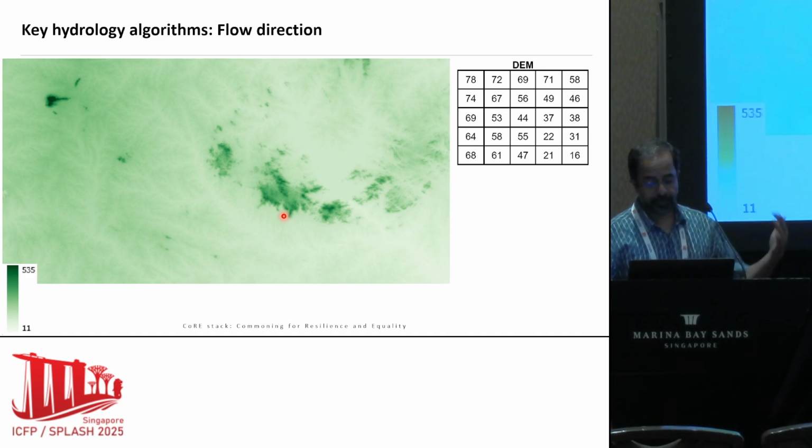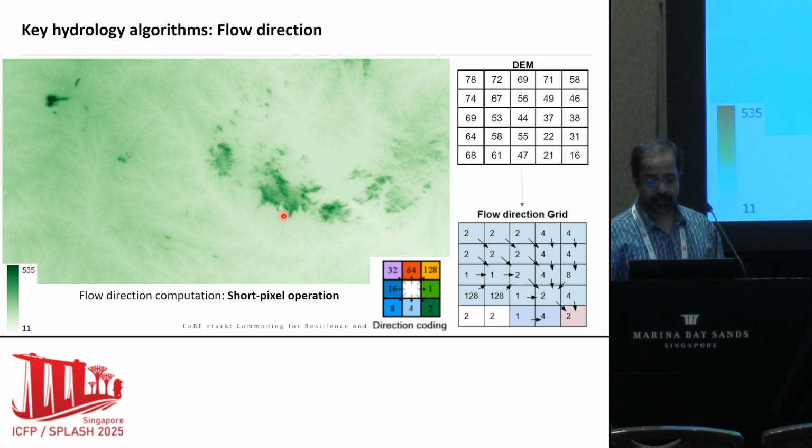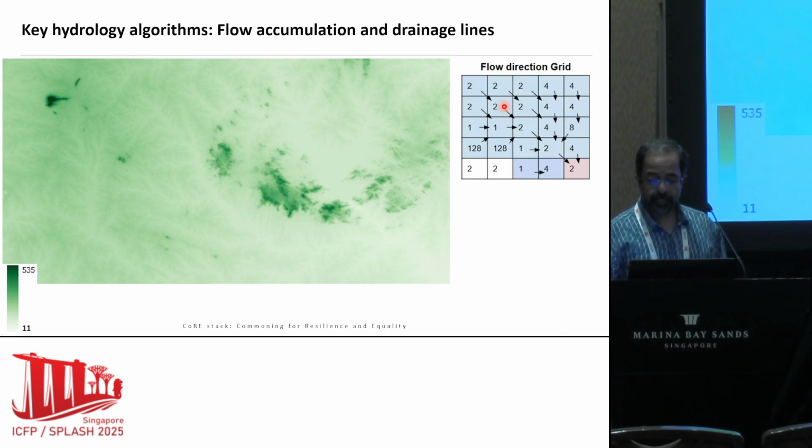Now when it comes to this runoff computation, you of course first have to compute the flow direction. One of the simple algorithms just says that the water will flow down the path of steepest descent. This is a straightforward operation which is easy to parallelize, basically a short pixel operation. On each pixel, you look at its neighbors and see what the direction of steepest descent is. It's similar to a convolution operation, which is easy to parallelize on a GPU.